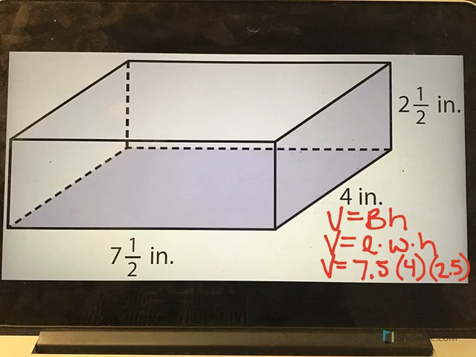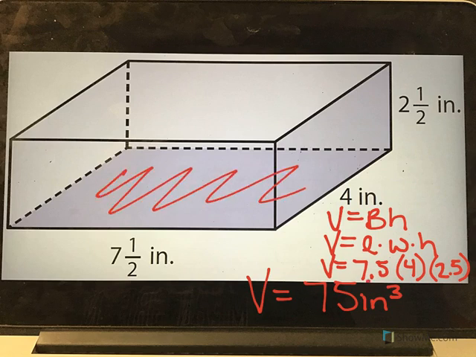Now I'm going to multiply them together. 7.5 times 4 times 2.5, and you get your volume is 75. And again, it's always units cubed, so it'd be 75 cubic inches or 75 inches cubed. So on a rectangular prism, it's really easy. Capital B stands for area of the bottom shape. It doesn't matter what the bottom shape is. We can just say it's this. So we did 7.5 times 4 to find the area of that bottom shape.